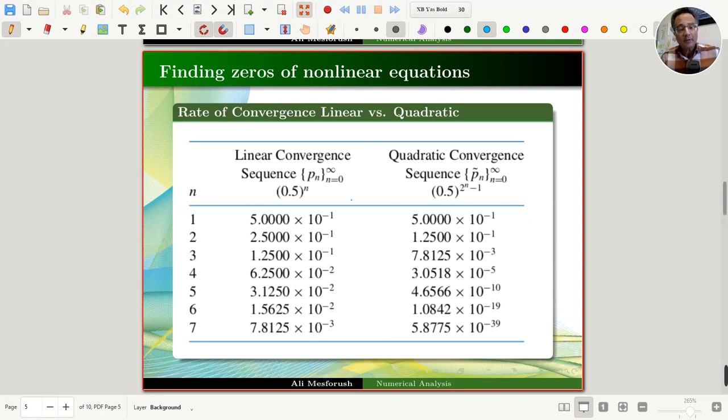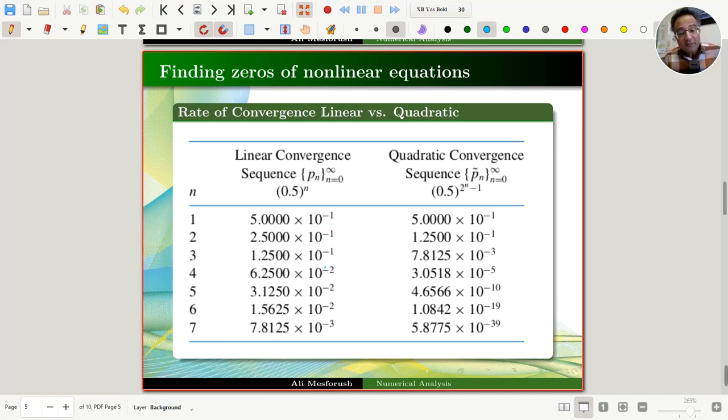And if we implement, for example, a numerical method to find an approximation for Pn with linear convergence, we get this number in the first 7 steps. This is in fact the error, for example. The error in the first step is half times 10 to the power of minus 1. And finally, in the seventh step, we will get 7.8125 times 10 to the power of minus 3.